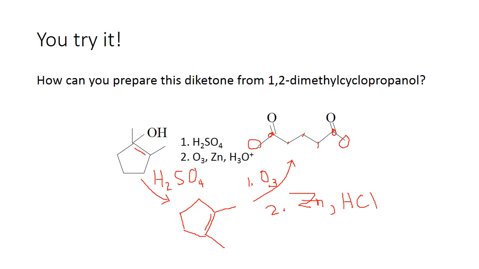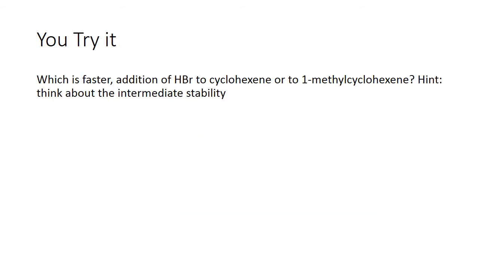So what would you write down as the conditions that you can use to prepare this diketone from 1,2-dimethylcyclopentanol? Here it is. Sulfuric acid, ozone, zinc, and acid. There really should be a 3 in front of the zinc and acid as a third step. But still, you get the right idea.